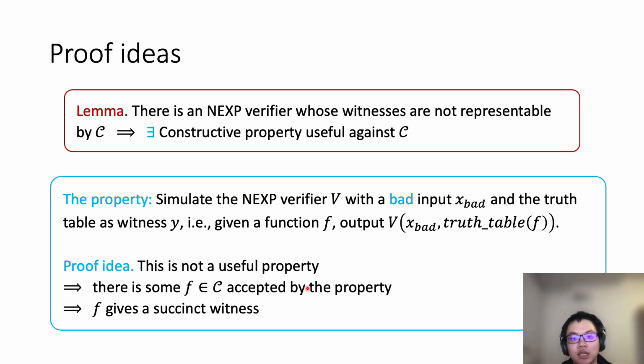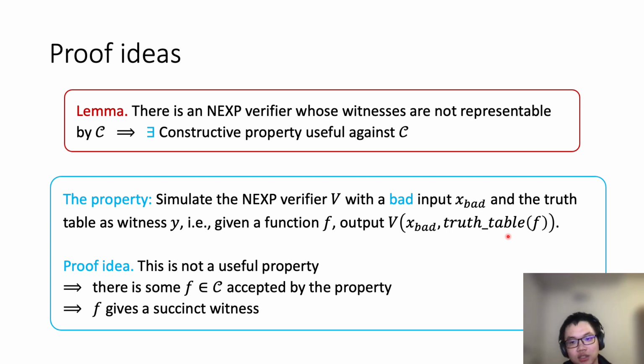In this step, we start from NP verifiers do not accept succinct witnesses, and we want to construct the constructive property useful against C. The property itself is quite simple. We just take a bad input x_bad. By a bad input, that means that all the witnesses of it are of large circuit complexity, and we simulate the NP verifier with the truth table of the function as the witness y. That is, you output V_x_bad on the truth table of f. This property is of course constructive, but why is it useful?